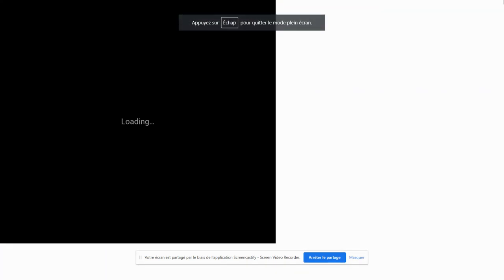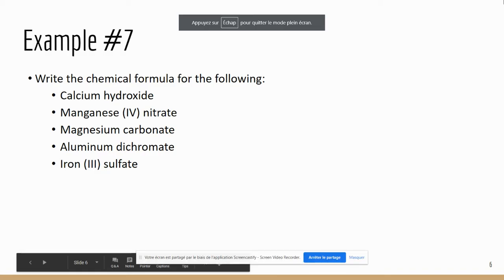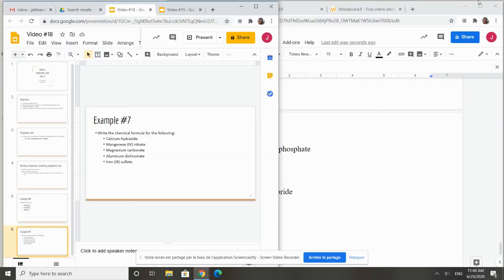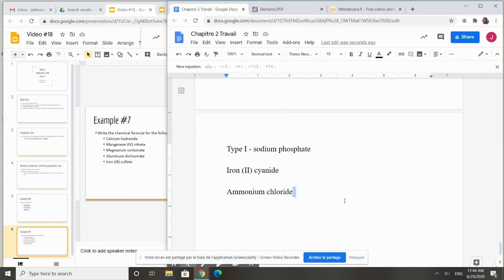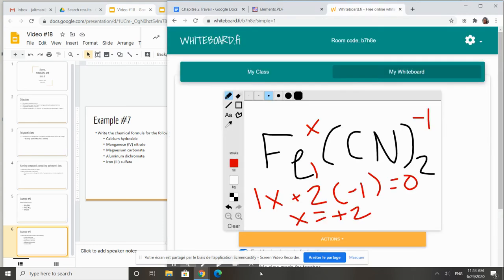Let's take a look at the next one. Pause here and take a moment to try this. I'll write out the first couple ones of these and then go a little faster.